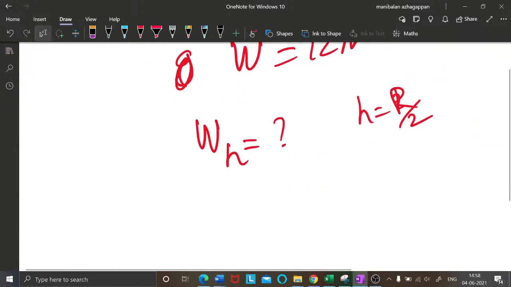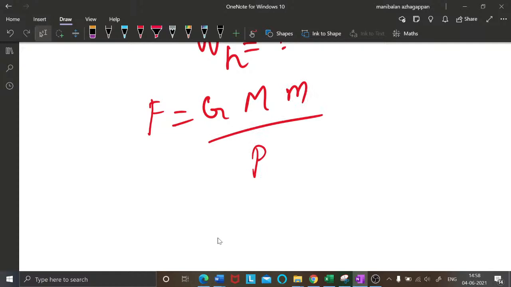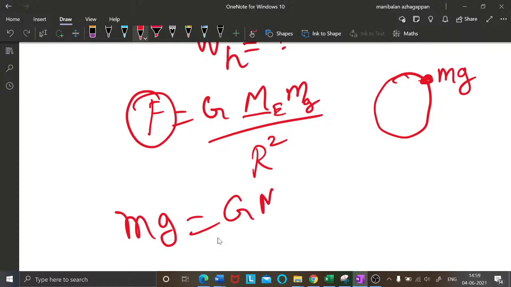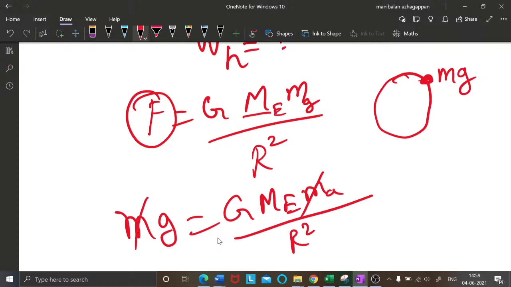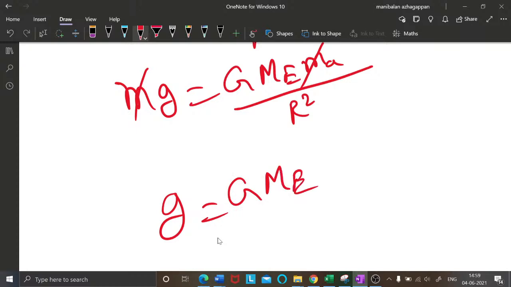So I'm going to do it first. What is the gravity at some height? I'm going to calculate. F is equal to G times m1 m2 divided by r square. I have taken an apple on the Earth's surface. Usually they take a satellite. The apple mass is m. Mass 1 is the Earth mass, and mass 2 is the apple mass. The weight force is equal to mg. So mg is equal to G times mass of Earth, mass of the apple, divided by r square. The apple mass gets cancelled. So the gravity is equal to G times the mass of the Earth divided by the radius of the Earth square. Like that we have the equation.